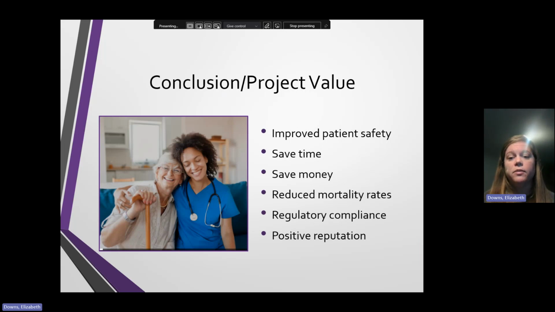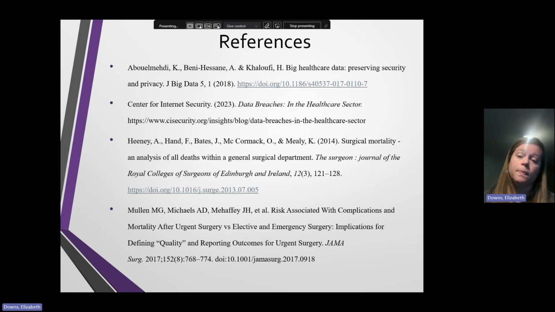The database meets the regulatory compliance standards of safety and reporting. Time and money will be significantly saved with the reduction of manual, time-consuming tasks and reduced paperwork. Also, enabling proactive measures and interventions to improve patient outcomes will ultimately reduce costs associated with complications.